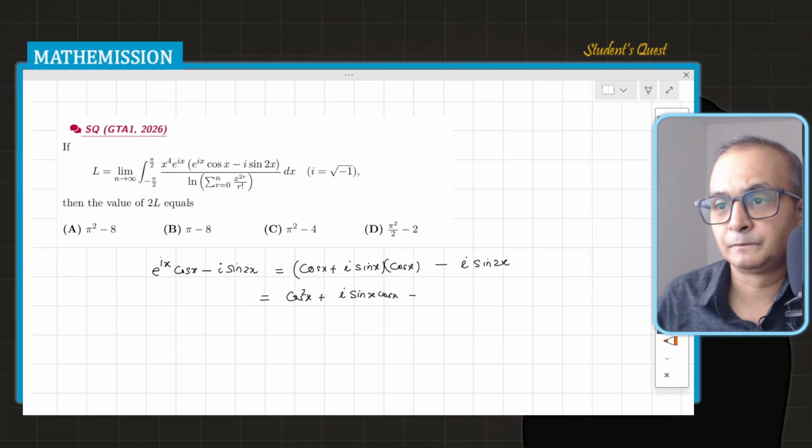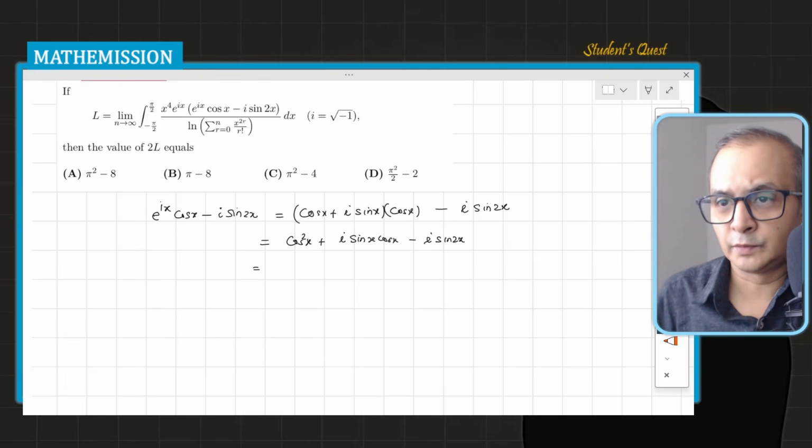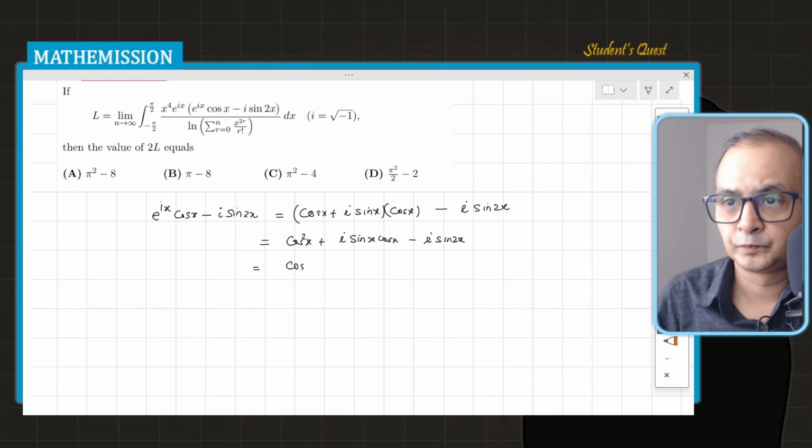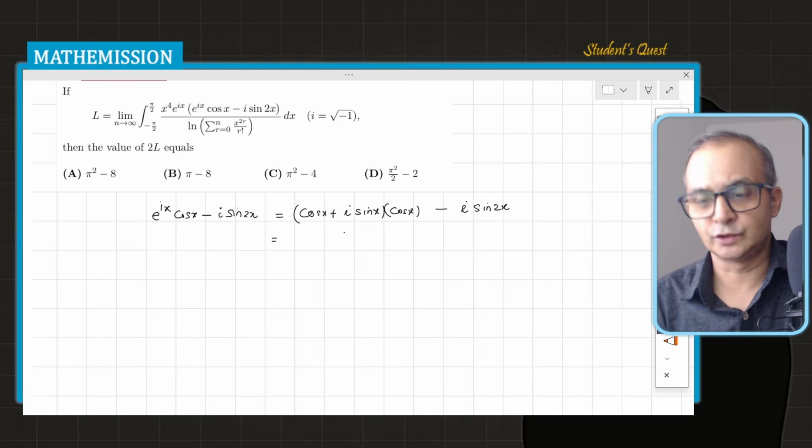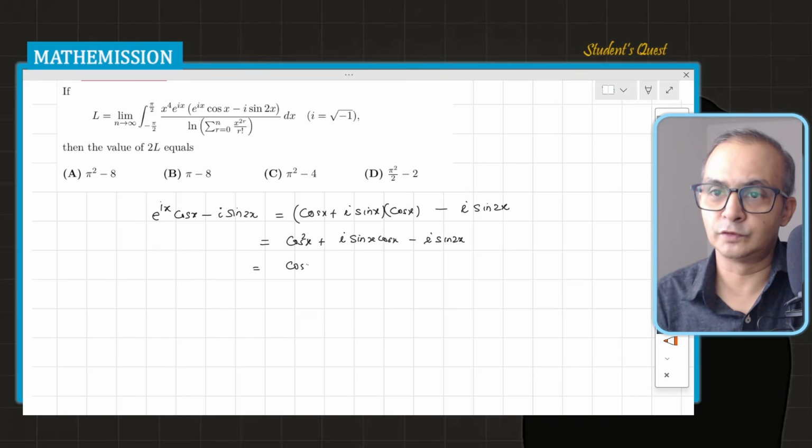And here minus i sine 2x. From there, what we can do, I can write here... Well, I think it's not a wise step to do this. I can directly say it in this way. Or let's do it this way only, because I have already moved so far.